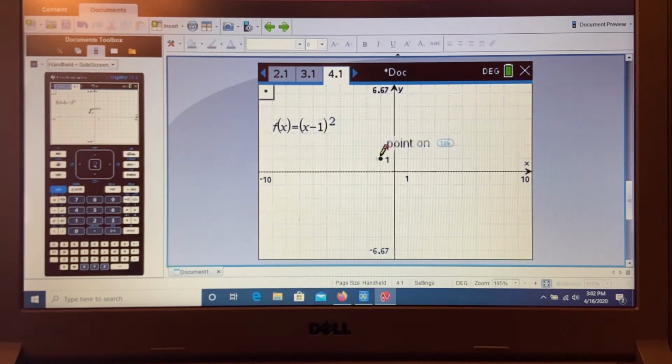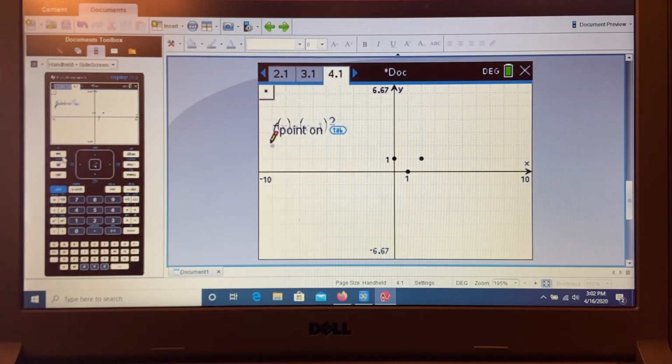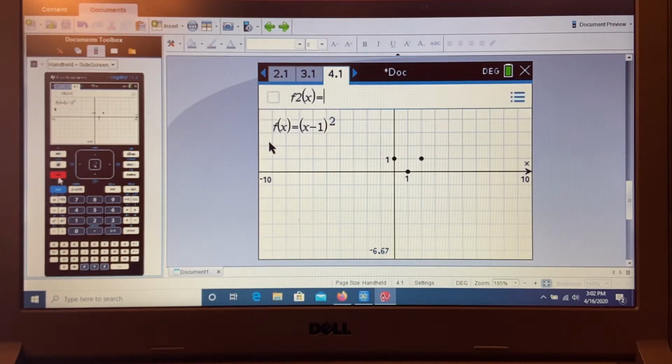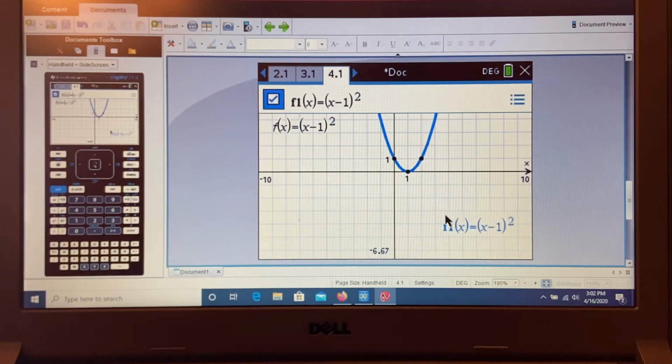Now, it does not have an a value, so it's going to go over 1 and up 1, just like the parent function, and over 1, up 1. So there is our function, and it goes through our 3 points.